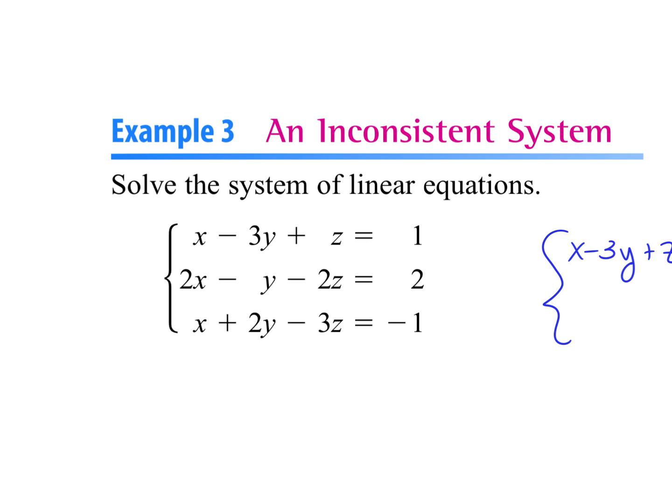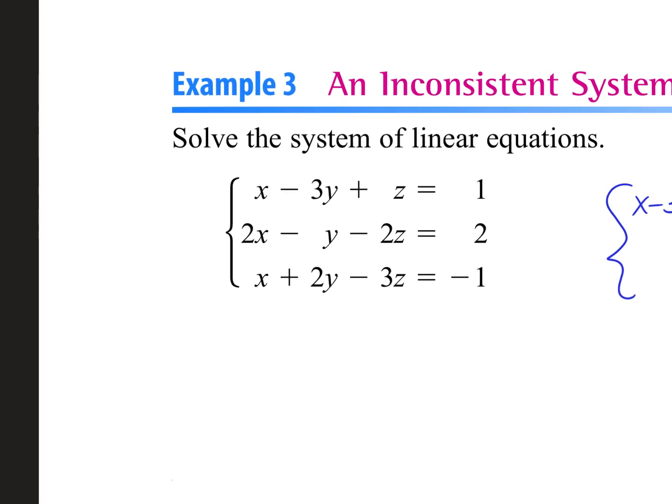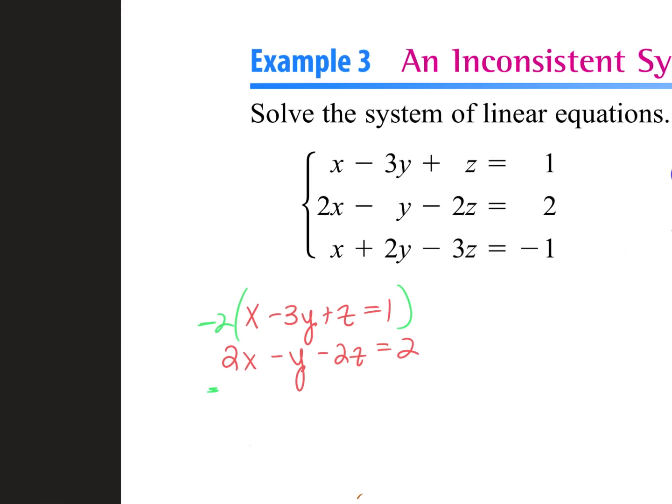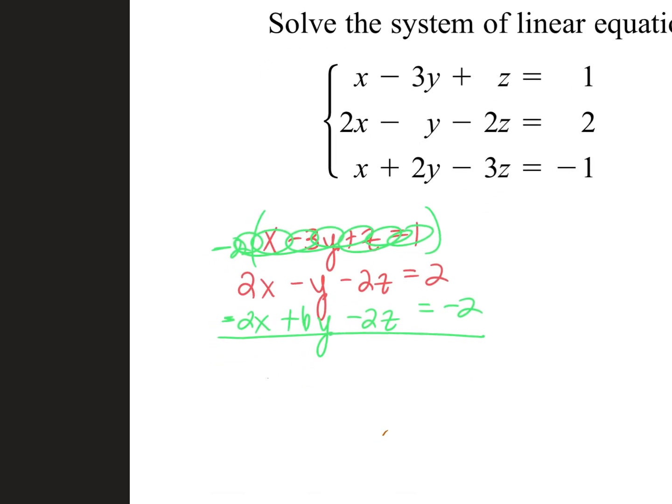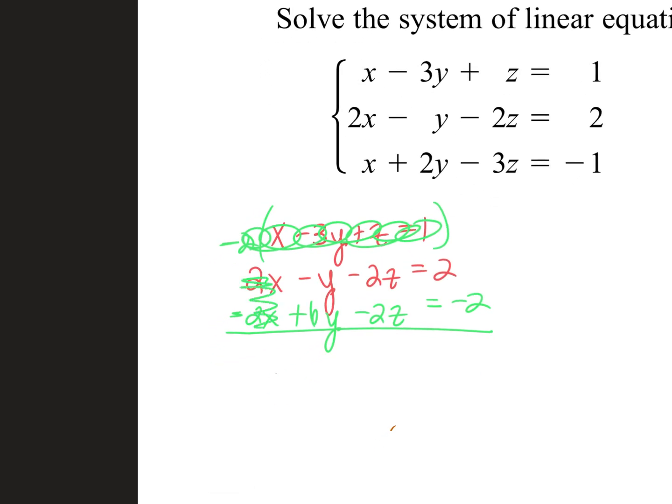So now I'm going to take equations 1 and 2, combine them, and get rid of my x's. So x minus 3y plus z equals 1, and 2x minus y minus 2z equals 2. So if I want my x's to cancel out, I'm going to multiply the top by negative 2. So negative 2x plus 6y minus 2z equals negative 2. So this is gone. And when I combine, my x's cancel. Negative y plus 6y is 5y. Negative 2 and negative 2 is negative 4z equals 2 minus 2 is 0.